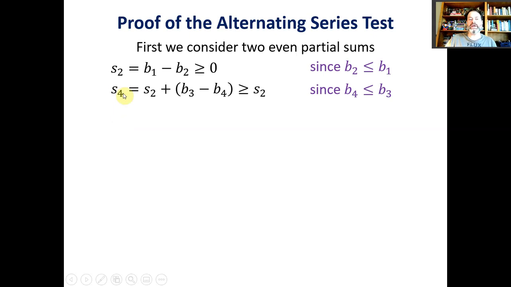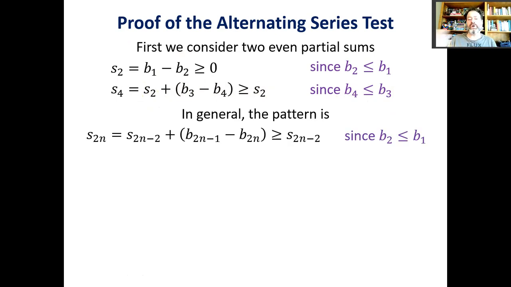Now we look at the second even partial sum. It's the previous sum, so it's b_1 minus b_2 plus b_3 minus b_4. So all we're doing is, if we go over every two, what does the pattern look like? Right? It's b_1 minus b_2 plus b_3 minus b_4. Well, that has to be bigger than S_2 because this is a positive number. And this is a positive number because b_4 is less than b_3. Or it could be 0.